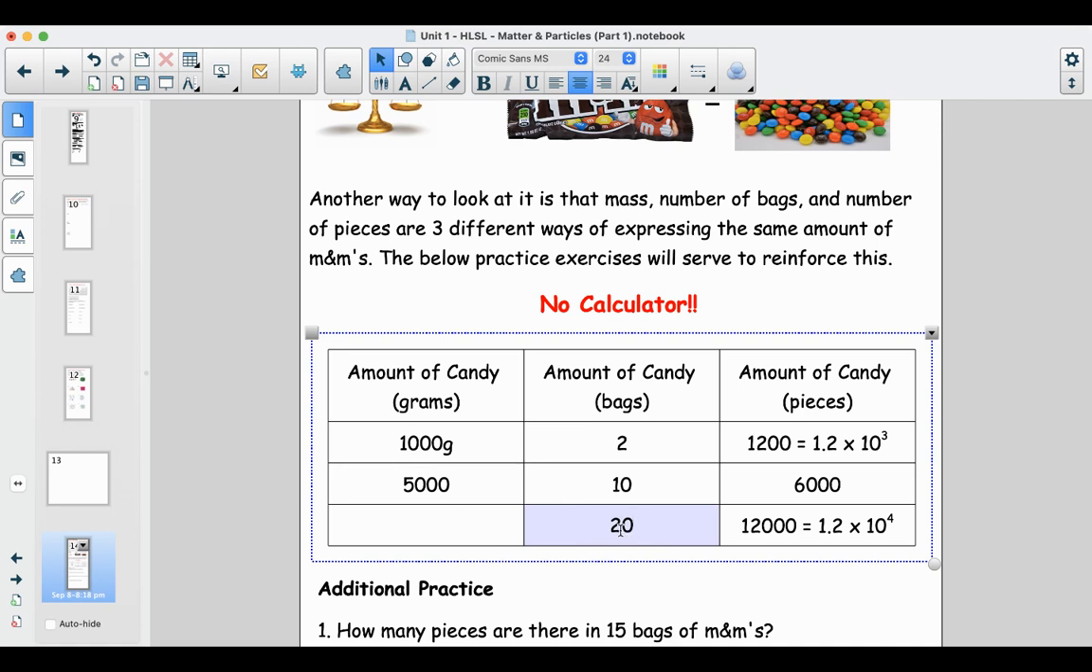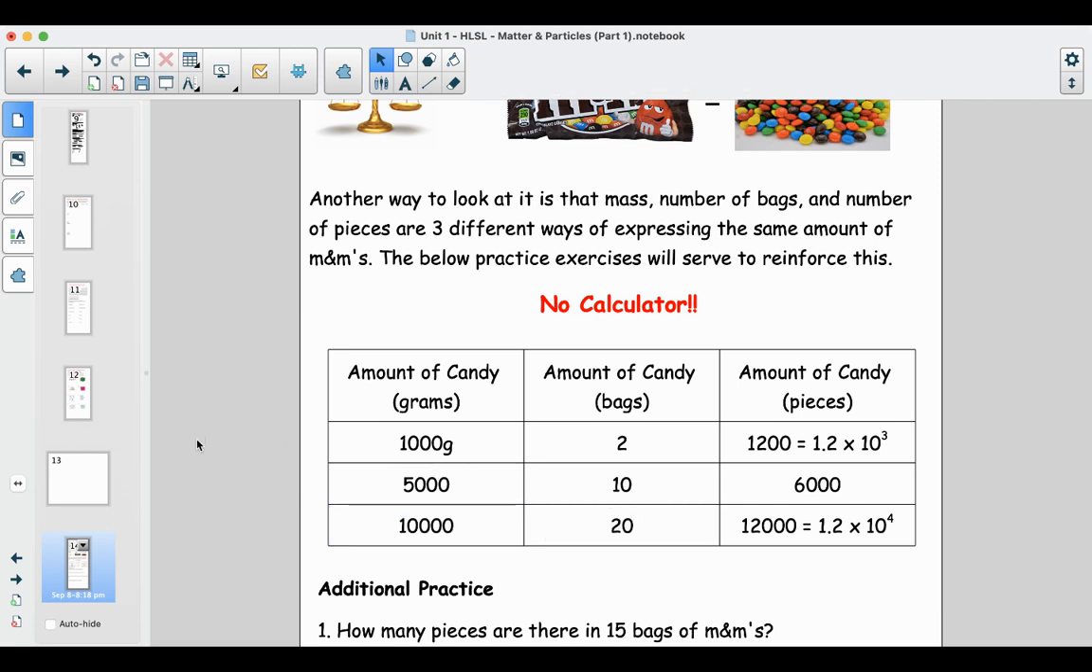Okay. And then if I want to know the mass, again, if I'm going out from bags, I'm always going to multiply. So 20 times 500 gives me 10,000 grams of candy. So we can do these conversions in all directions. If we start with mass, it's one step to get to bags, and another step to get to pieces. And if I start with particles or pieces, I can do one step to the bags and then another step to get to the mass.